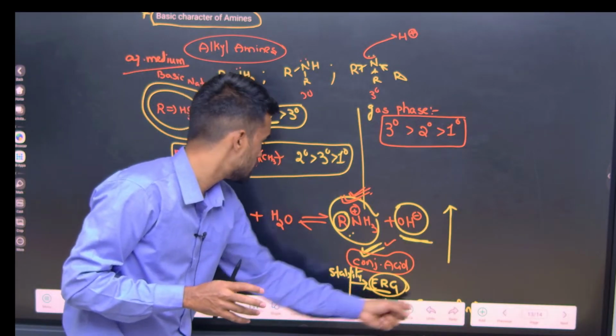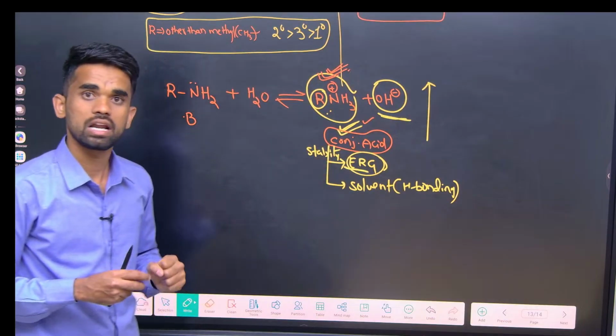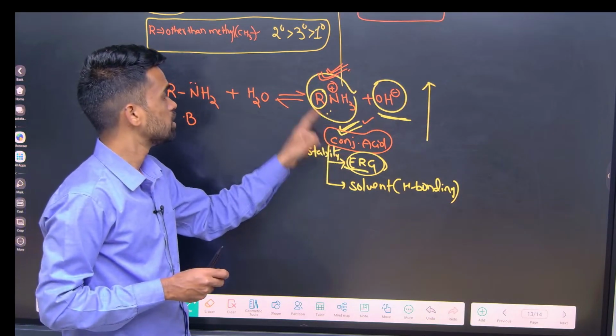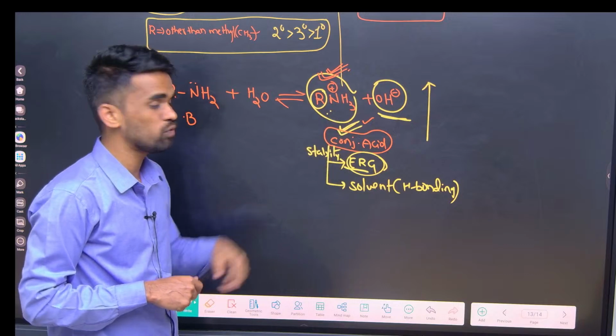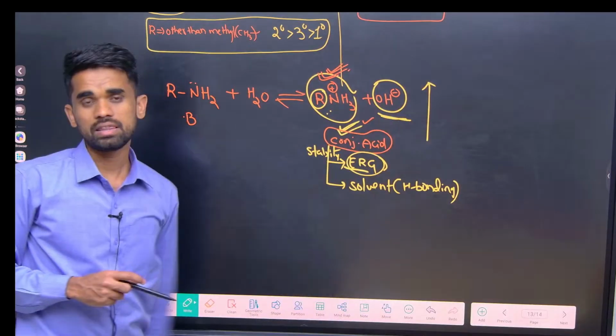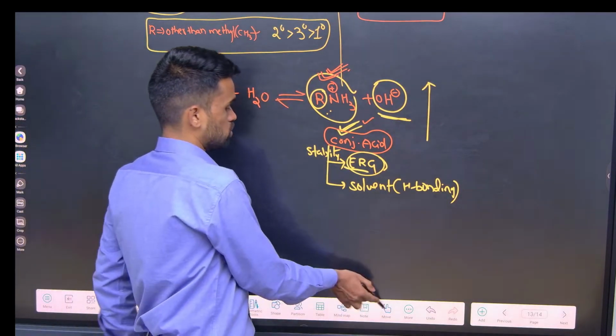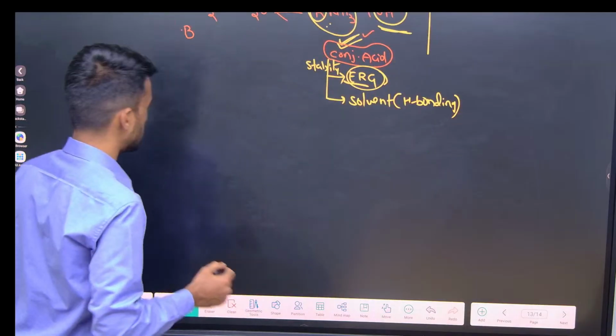The factors deciding the basic nature are solvent effect and electron releasing groups. That decides the stability of the conjugate acid formed. If the conjugate acid is more stable, then the respective base should be more basic. That's it. Right, so let's solve some more questions here.